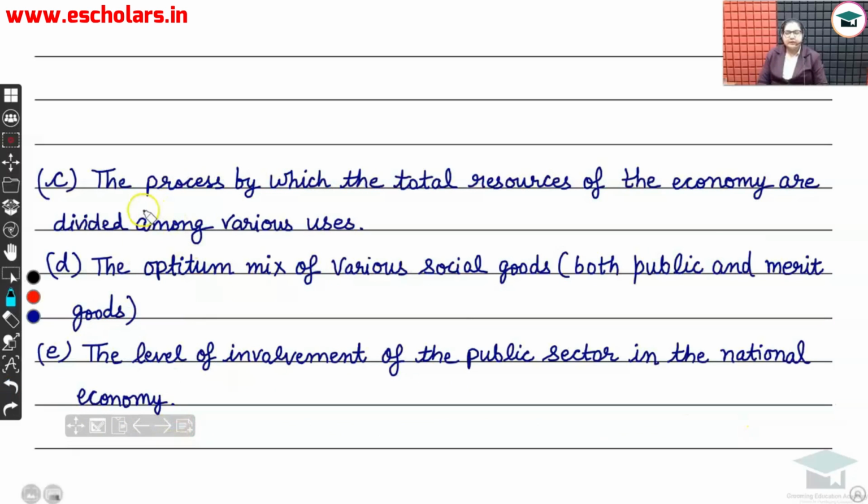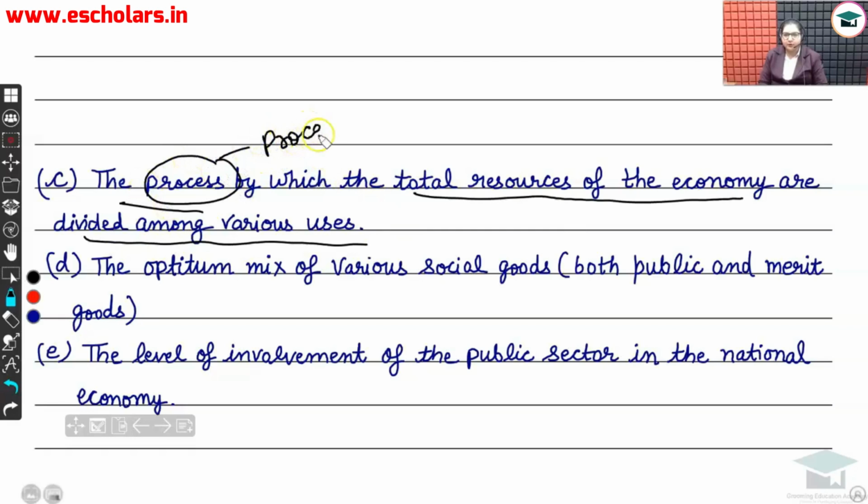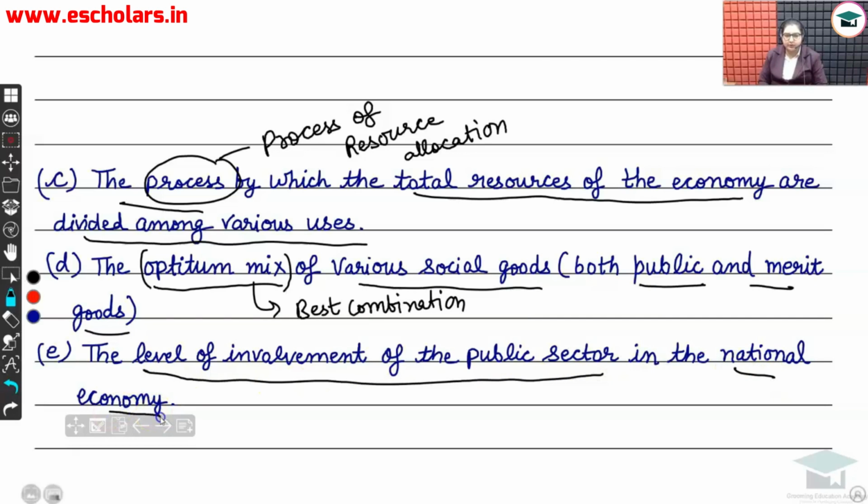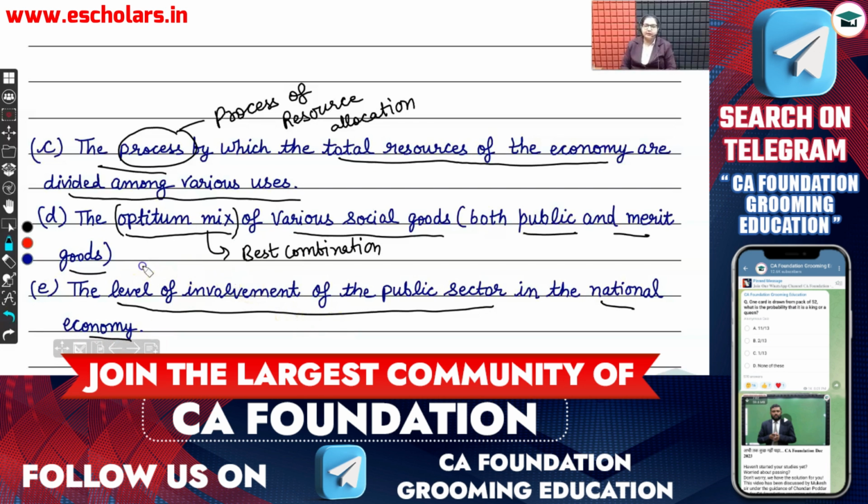Further, we have the process by which the total resources of the economy are divided among various uses, that is, the process of resource allocation. Okay. Also, the government will decide the optimum mix of various social goods. That is, the government will decide the best combination of both public and merit goods. Also, the government will decide the level of involvement of the public sector in the national economy, that is its role in the national economy.